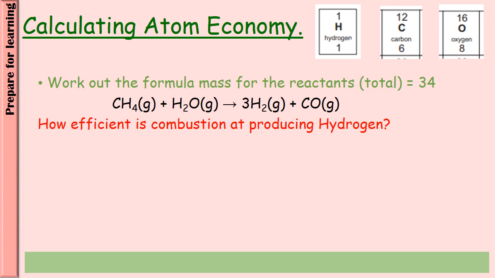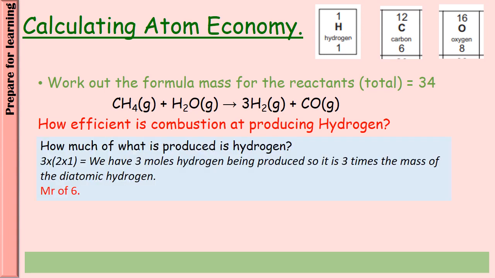Now let's look at the efficiency bit. Another way we could phrase this is how much of what is produced is hydrogen. So from the total reactants we had, how much of that makes the hydrogen that we're interested in? We know the formula mass of the hydrogen gas, H2, is going to be 1 plus 1, so that's 2. But we've also got 3 moles of it, so it's going to be 3 times 2. So we know that we've got an MR of 6 for the amount of hydrogen that's produced.